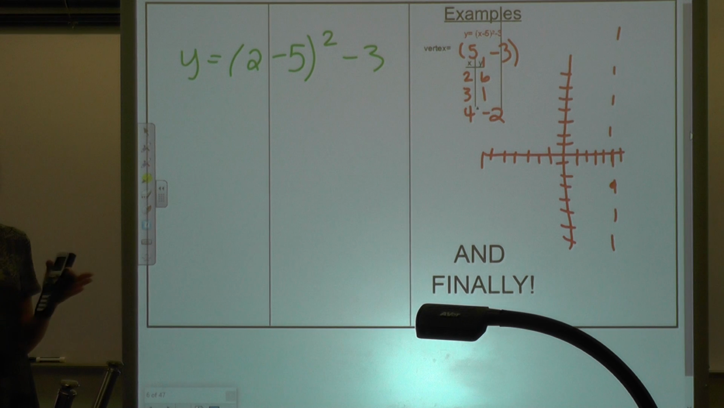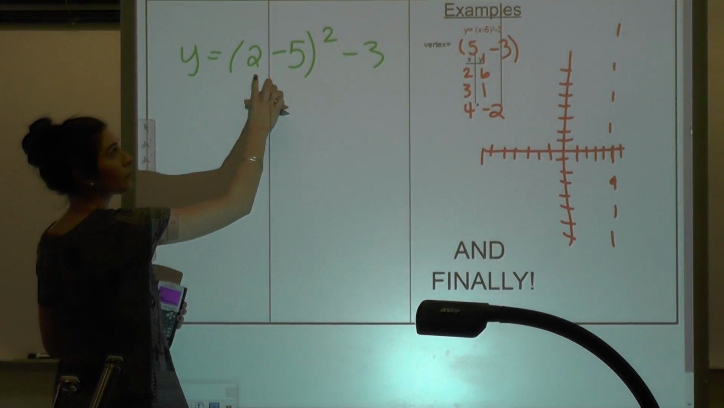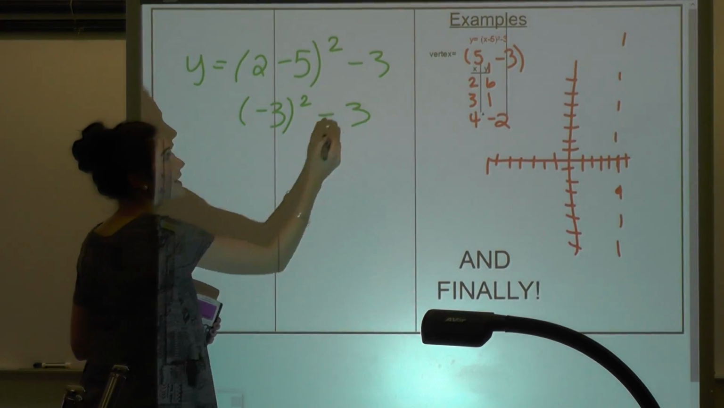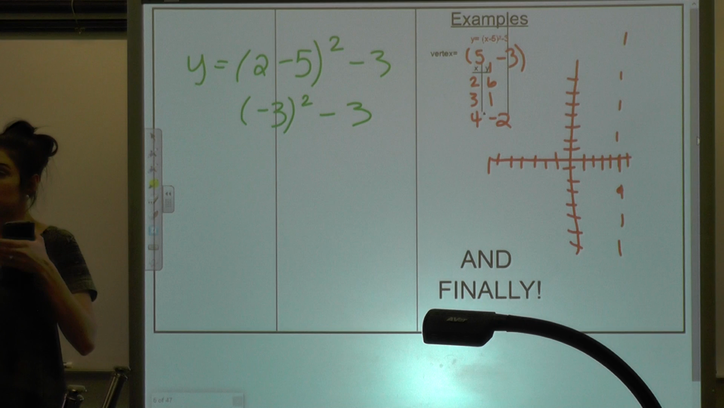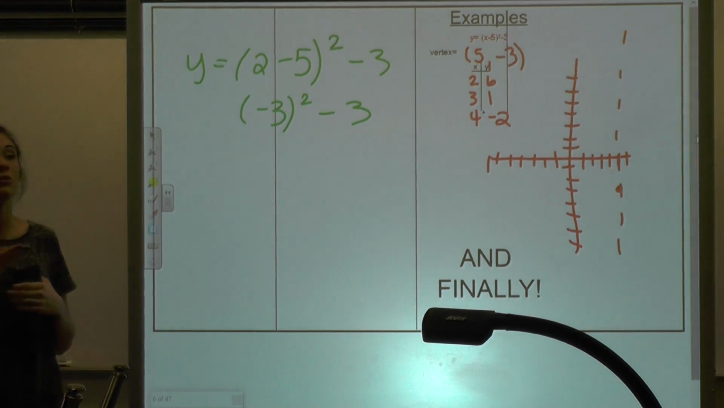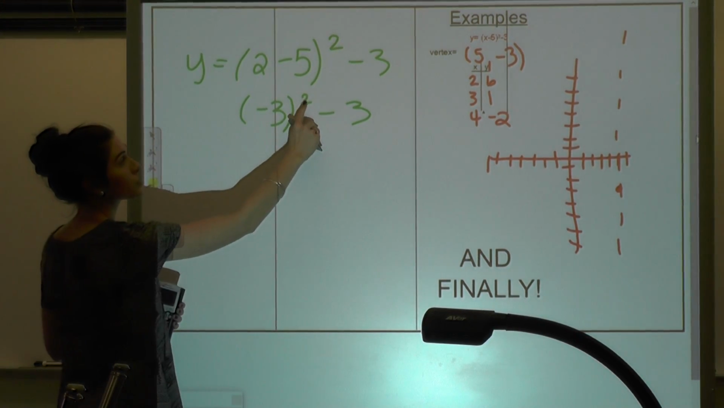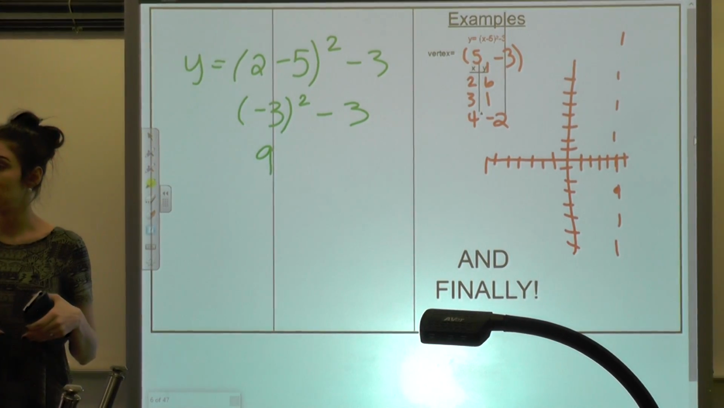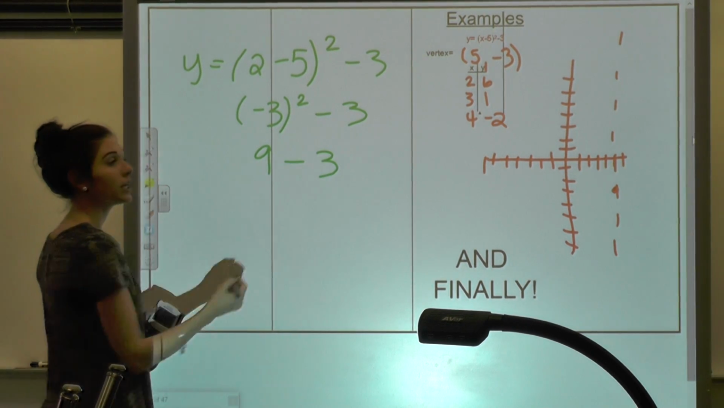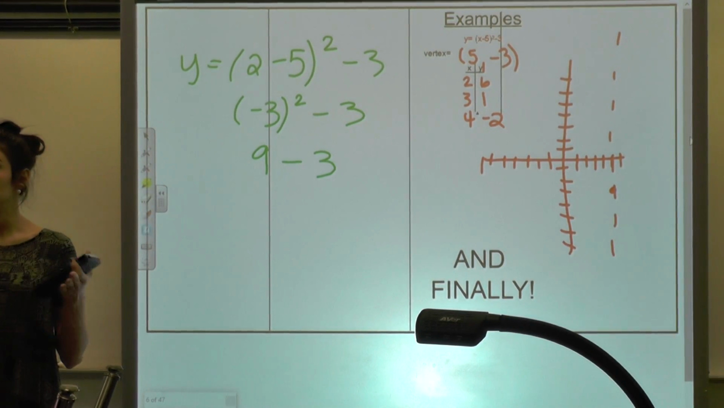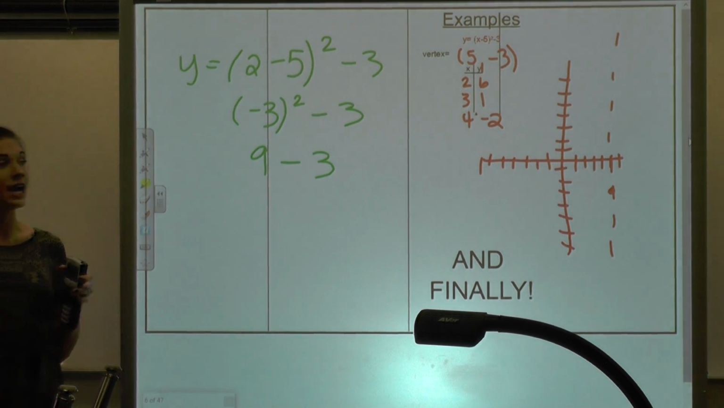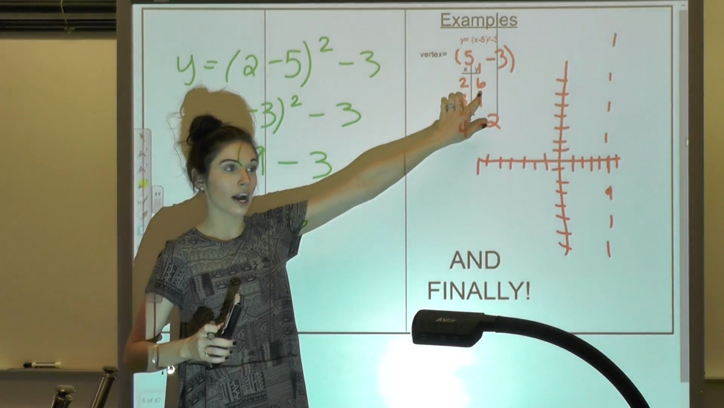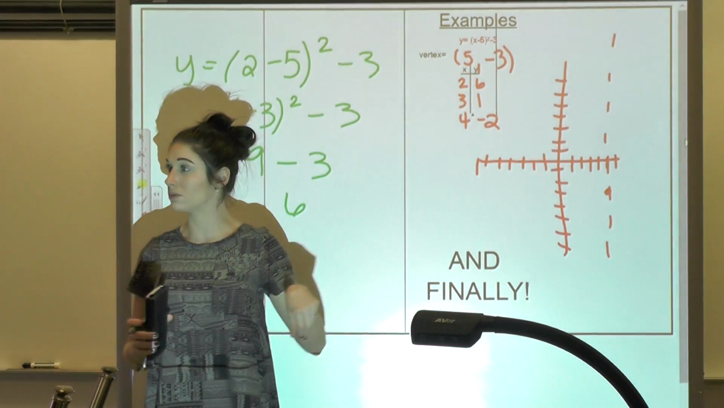Order of operations says parentheses go first. Look at my parentheses: 2 minus 5 is negative 3, squared, minus 3. I don't have any parentheses left, so now I'll move on to exponents. Negative 3 squared is going to give you a positive 9, because negative 3 times negative 3 is positive 9. Then I have my minus 3. Multiplication and division, we don't have any of that, so I look at addition and subtraction. 9 minus 3 is 6. Is that not the value that your calculator gave you when x equals 2?